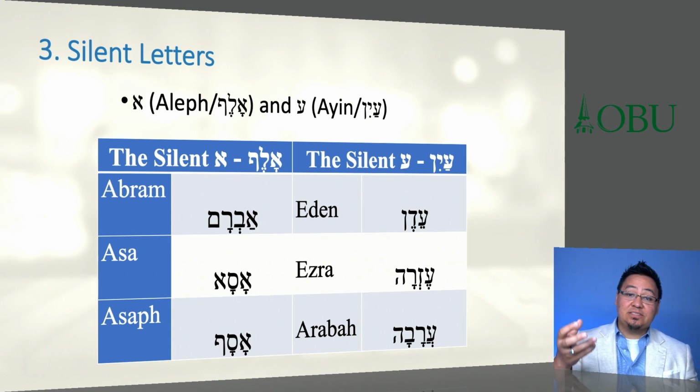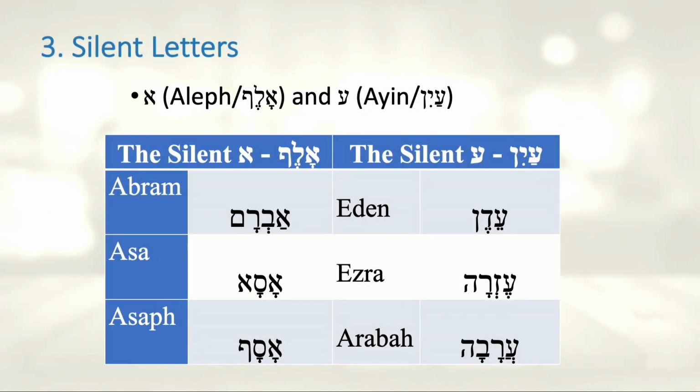What they tend to do is take whatever vowel point is placed below or above the letter to being the sound of that particular letter. As you see here in the text, okay, we have three different concepts of the silent aleph on the left column and the silent ayin on the right column. The silent aleph on the left column, we have Avraham, okay. Then you have Asa, and then you have Asaph. Then on the right column, we have the silent ayin. We have Eden, we have Ezra, and then we have Arava.